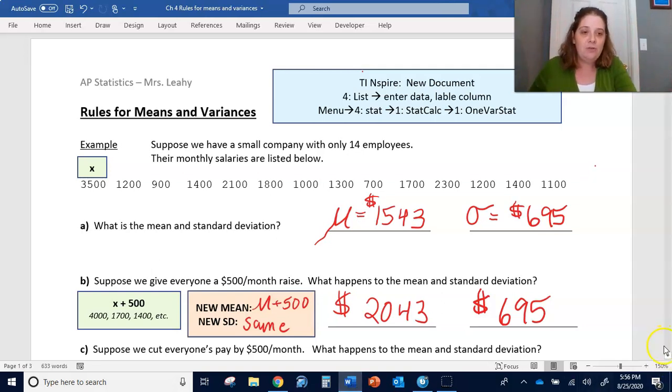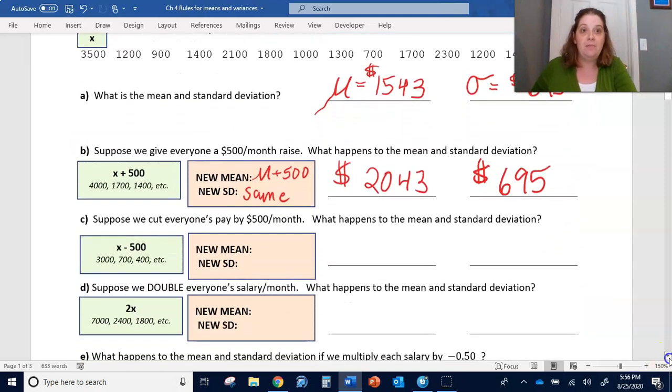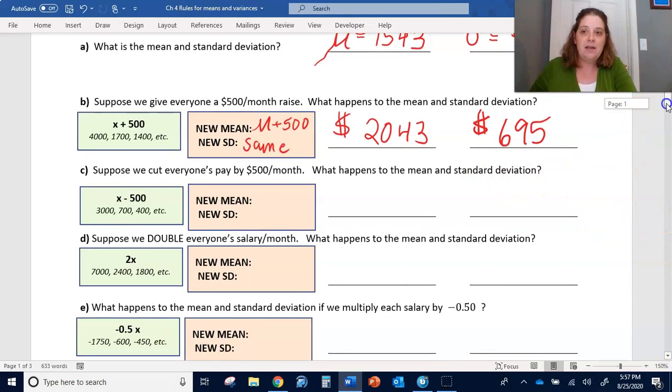All right, so what if we take the same set of data and we cut everyone's pay by $500 a month? What's that going to do? If I cut everyone's pay by $500 a month, that means my $3,500 becomes $3,000, etc. All these numbers just go down by 500 instead.